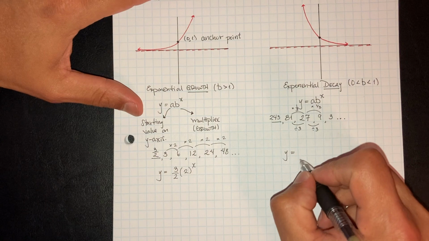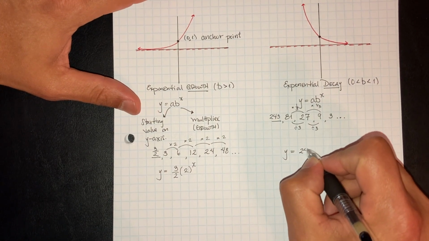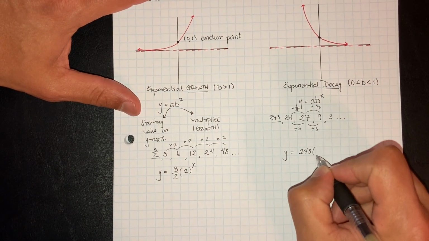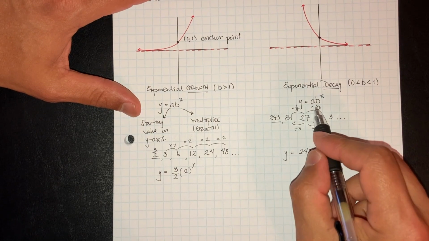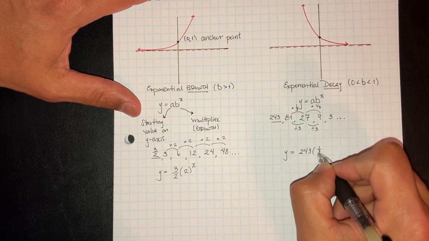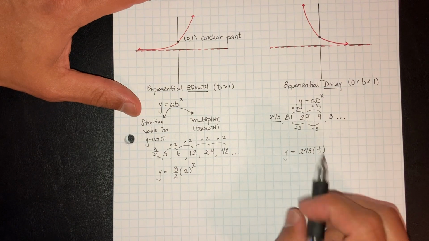So I can go ahead and write 243. That's my starting value. What's my multiplier? 1/3. So you're going to use 1/3 because that's your multiplication.